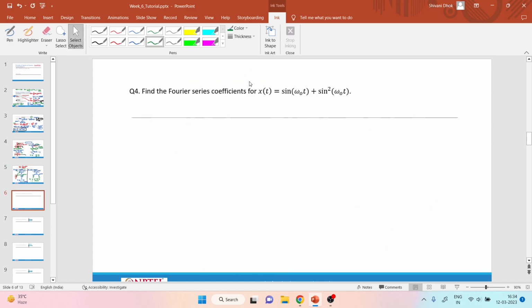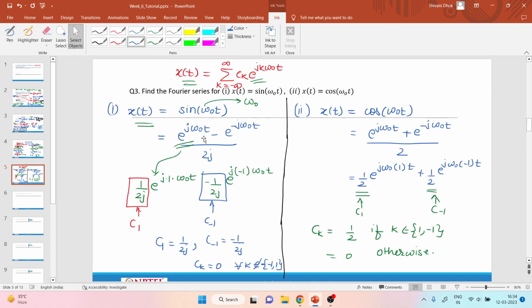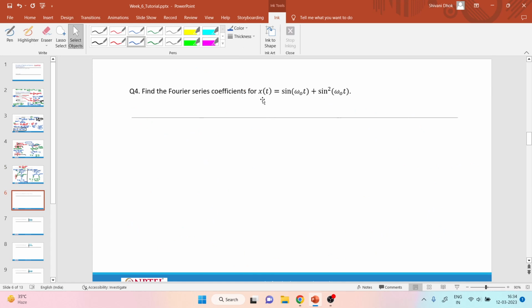Let us look at the next question now. In the similar way, whenever we have sine and cos, it's better to go for this representation because using integrals really becomes a lot of calculation. So we can just make use of the complex exponential representation of sinusoids and go ahead with it. So again, when I have this x of t, I can write it as sine of omega naught t plus sine square omega naught t, which can be written as 1 minus cos of 2 omega naught t by 2.